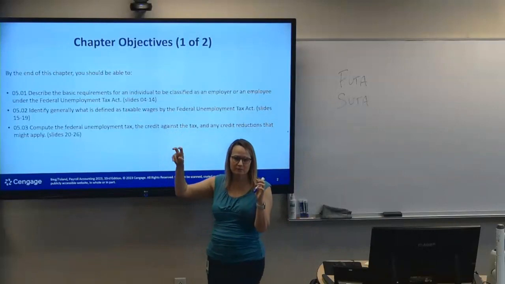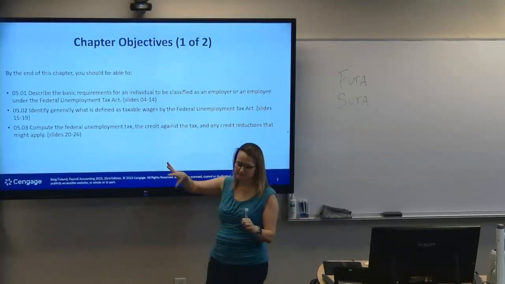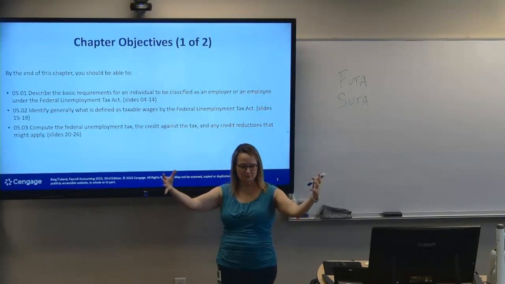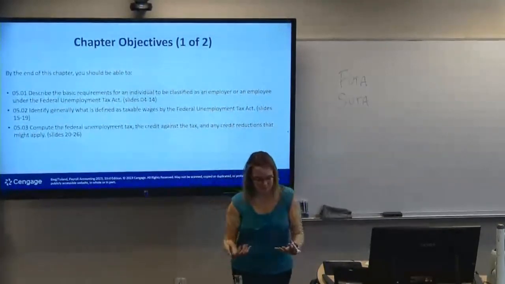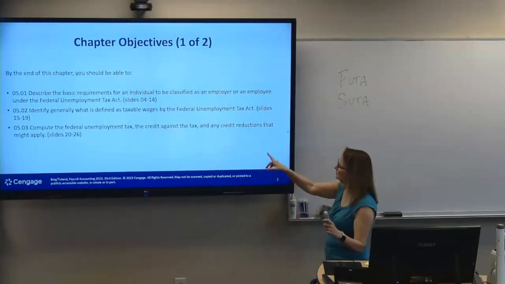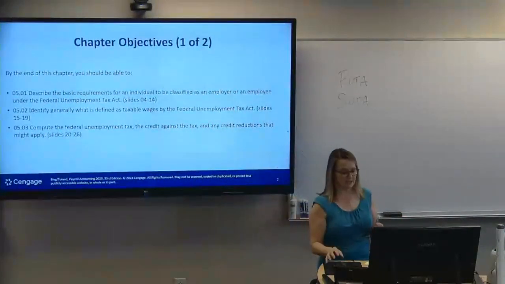Because when we think of credit, we think we're getting a credit, we're going to reduce our tax rate. But how this is administered, everybody is assumed to get the full credit, but if they don't meet the requirements, some of that credit is taken away. So it actually increases the tax that's paid. But just to give you a heads up when we talk about that, and credit reductions that may apply.